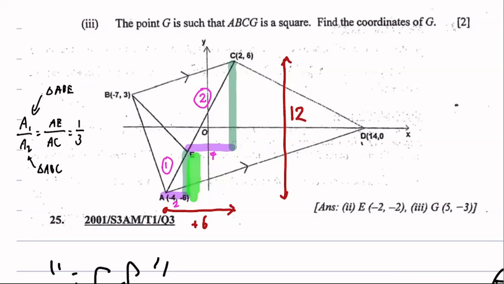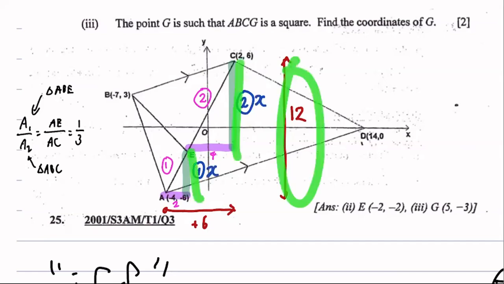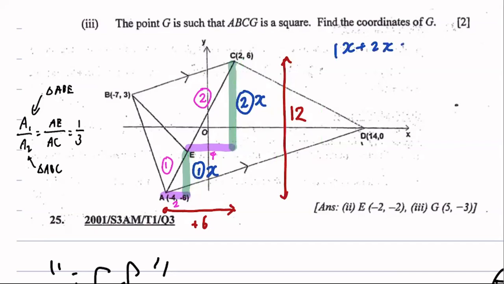Wait. Confused already. Okay, wait, I write units first. 1 unit to 2 units. So you can call it 1x and 2x. Okay. 1x plus 2x gives you 12. So what's x? x is 4. So here is 1x, which will be 4, right? Maybe I'll leave the x there. Equals to 4. Then 2x will be equal to 8. Correct or not? 4 plus 8 equal 12. Yeah. Then this is 1:2 ratio.